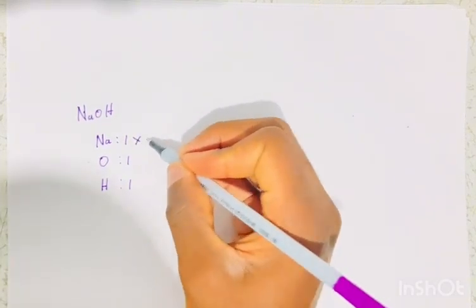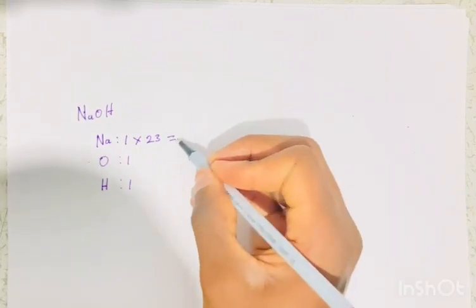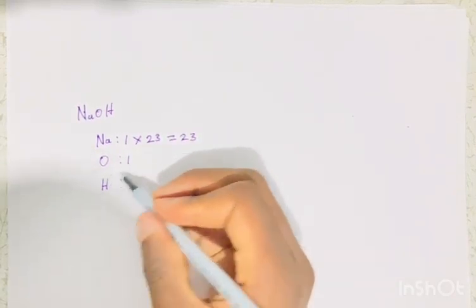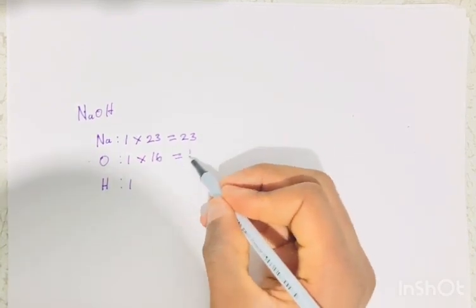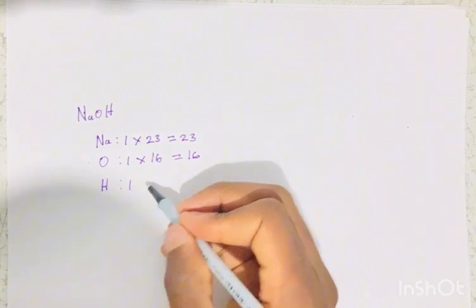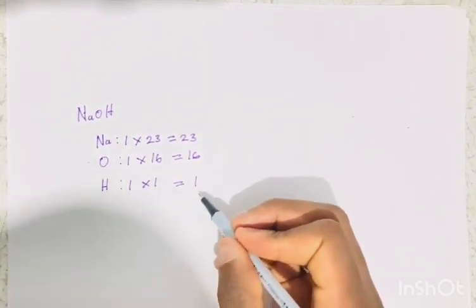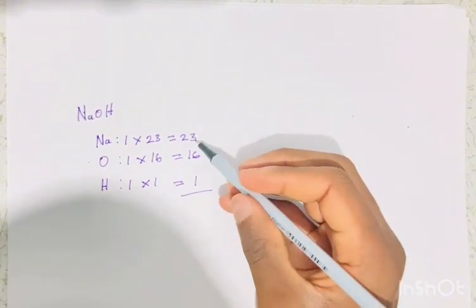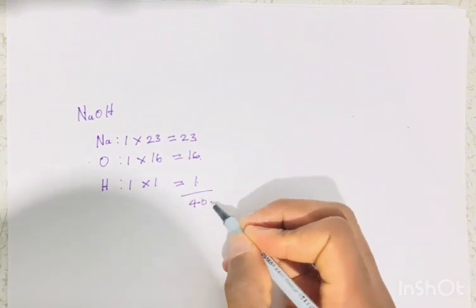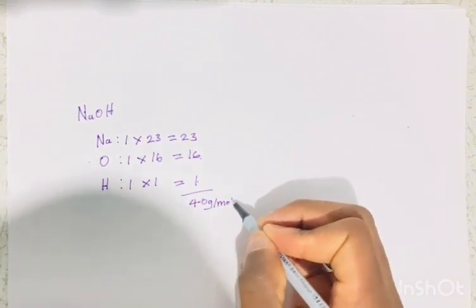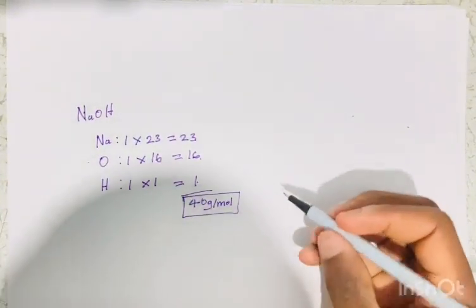Sodium atomic mass is 23, and 1 times 23 equals 23. Oxygen atomic mass is 16, so 1 times 16 gives us 16. Hydrogen atomic mass is 1, so 1 times 1 equals 1. So we're going to add all these numbers, 23 plus 16 plus 1, and the total is going to be 40 grams per mole. This becomes our molar mass. So let's move to our next example.